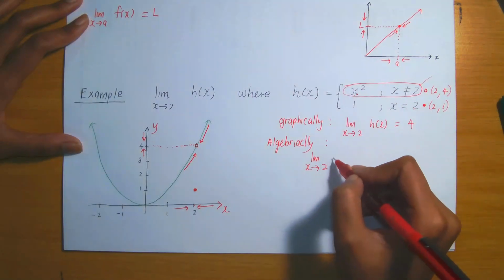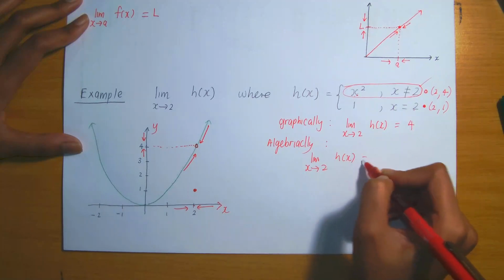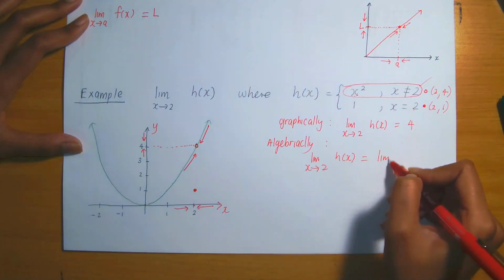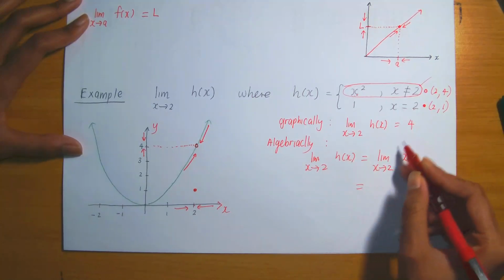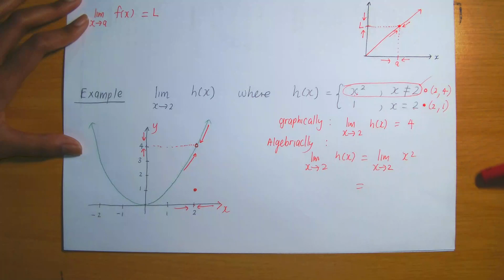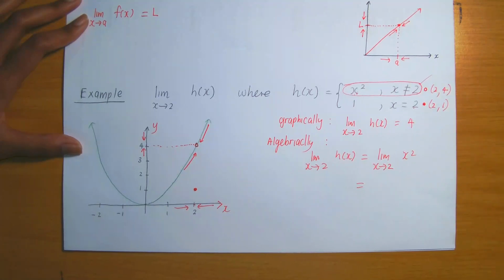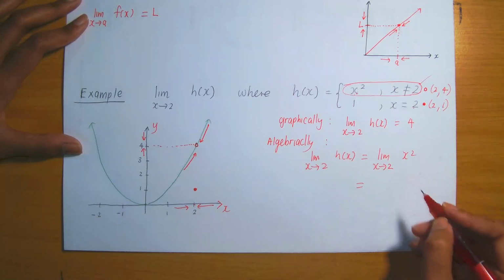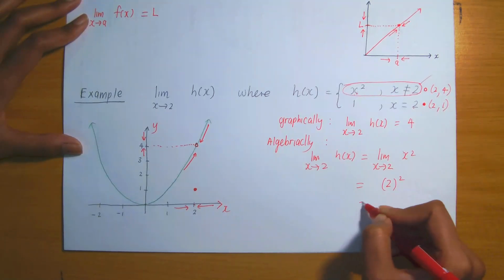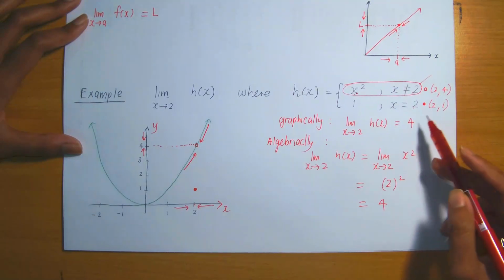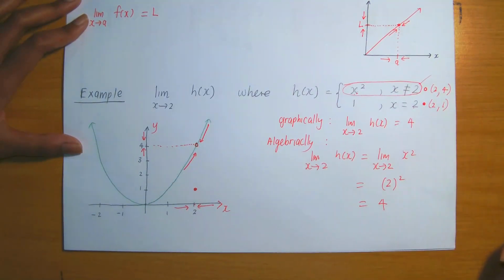So the limit as x approaches 2 of h of x is actually just going to be the limit as x approaches 2 of x squared. x squared is a polynomial. By the properties of limits that we have learnt, you can simply substitute in your value of x into that, so that becomes 2 squared, which equals 4. So both graphically and algebraically we have obtained the same limit value.